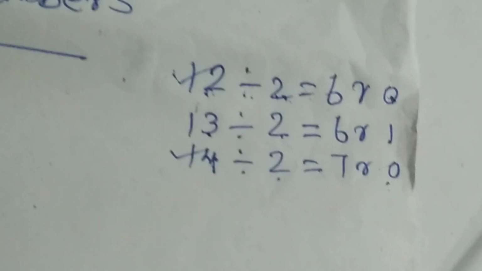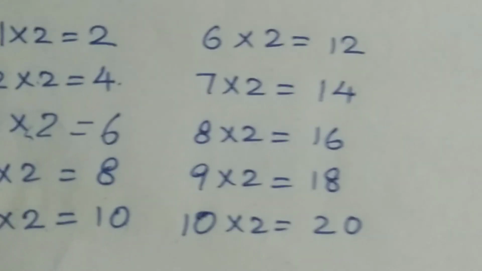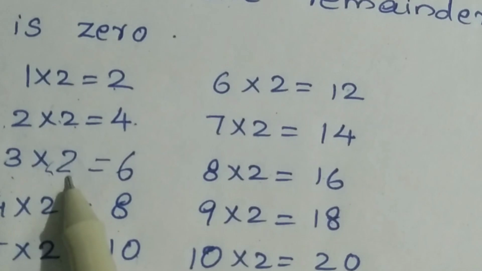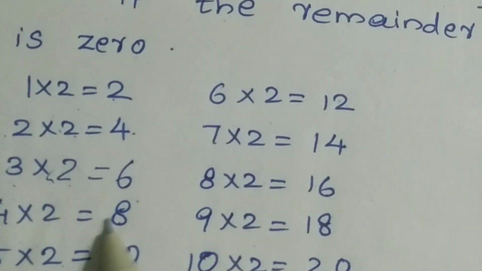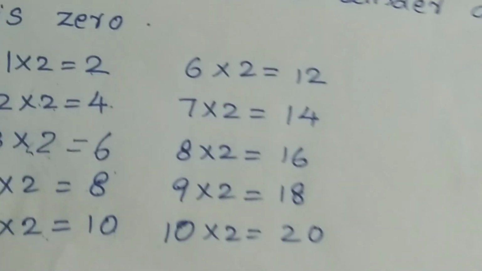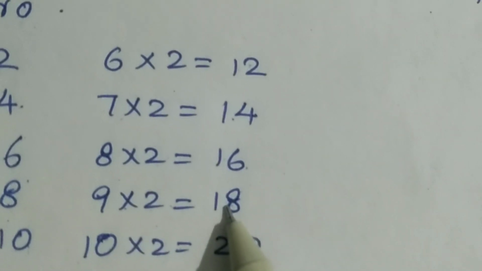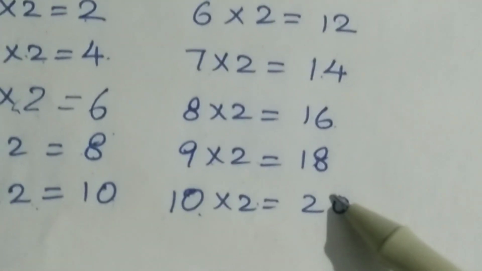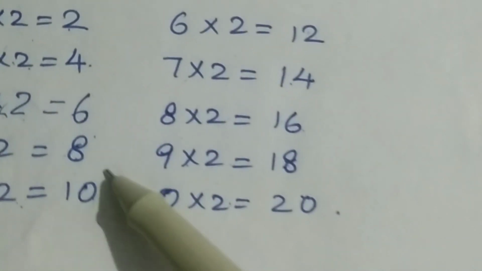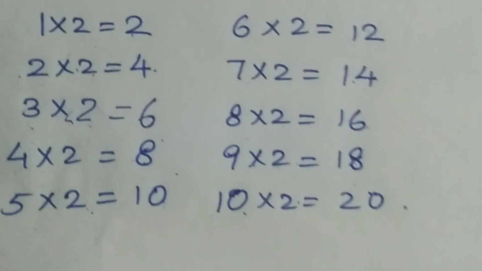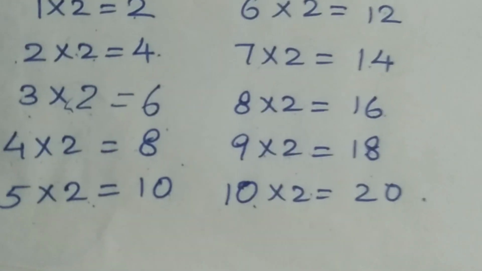Here we can go through the multiples of 2. 1 times 2 is equal to 2. 2 times 2 is 4. 3 times 2 is 6. 4 times 2 is 8. 5 times 2 is 10. 6 times 2 is 12. 7 times 2 is 14. 8 times 2 is 16. 9 times 2 is 18. 10 times 2 is 20. We know all these multiples are even numbers. That is, these even numbers are present in 2's table. That is, all even numbers are the multiples of 2.